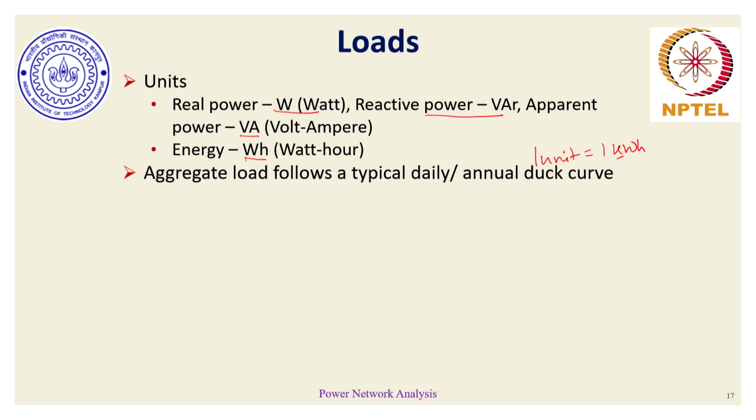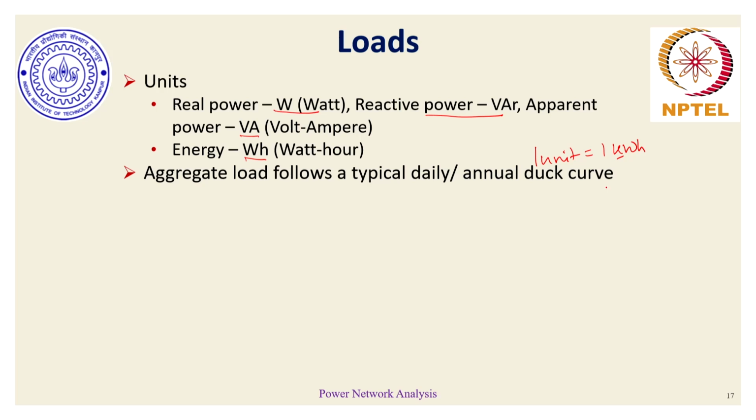Aggregate load tends to follow an annual duck curve or a typical daily load curve. In the early morning hours of a typical day, the load tends to go up because everyone goes to their offices or to the schools, so a lot of heating load is required. Around 12 noon or 1 o'clock it is a relaxed period, so the load tends to go down. Again in the evening, a lot of heating and lighting is required as people come back from the offices, so the load goes up again.